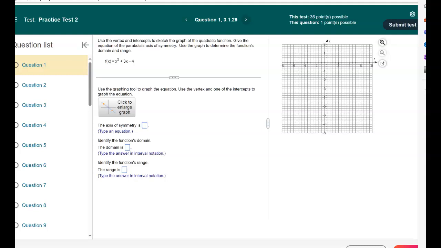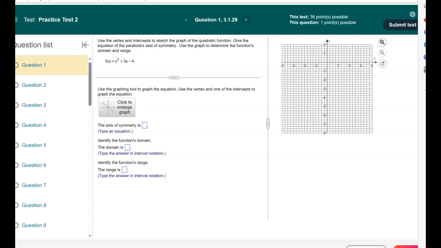Let's go over the practice test 2 in preparation for your exam number 2. Let's take a look at question number 1. Use the vertex and intercepts to sketch the graph of the quadratic function. Give the equation of the parabola's axis of symmetry. And use the graph to determine the function's domain and range.